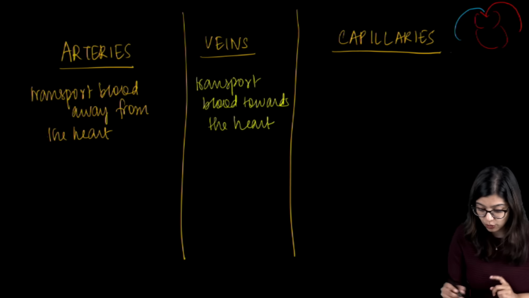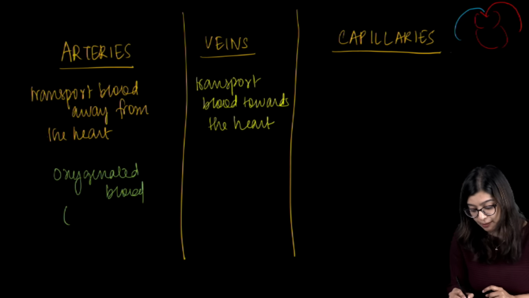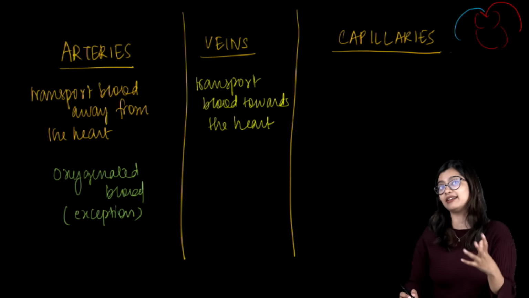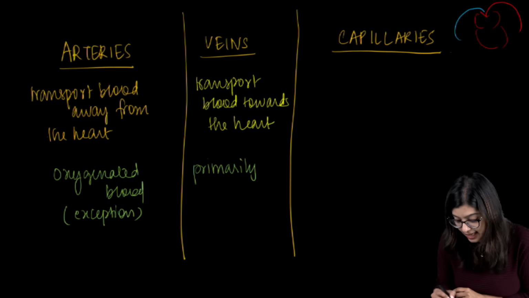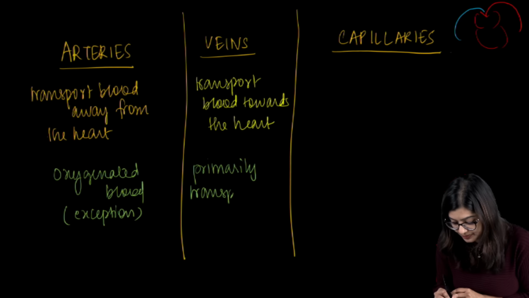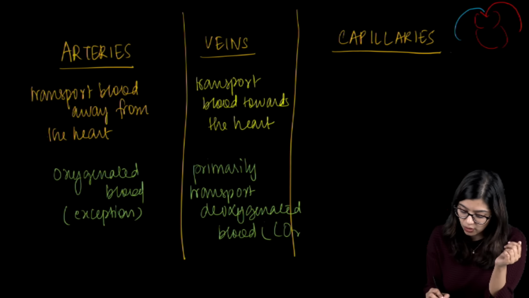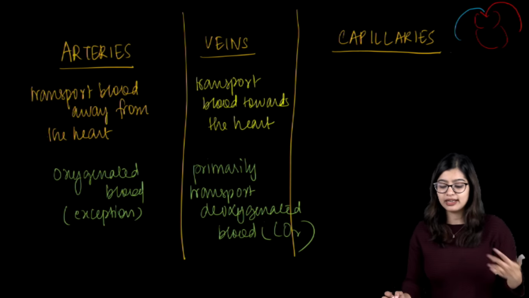Now, primarily, we observe that arteries are responsible for transporting oxygenated blood. That means blood which is rich in oxygen. But again, there are some exceptions, which means that there's one artery that does not follow this rule. While in the case of veins, they primarily transport deoxygenated blood. Now, what do I mean by deoxygenated blood? That means that the blood that goes through the veins has a lot of carbon dioxide in it. And most veins transport deoxygenated blood except for one.